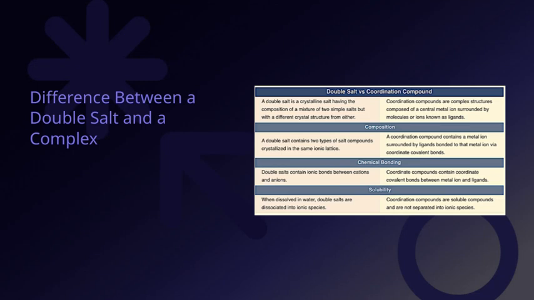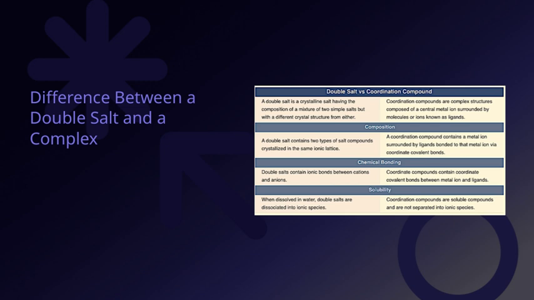Let's take a moment to understand the key difference between a double salt and a complex. Both involve coordination compounds, but they have distinct characteristics. A double salt is essentially a crystalline compound that forms when 2 different salts crystallize together. Importantly, when dissolved in water, these double salts tend to dissociate completely into their individual ions, meaning they don't retain their complex structure in solution.